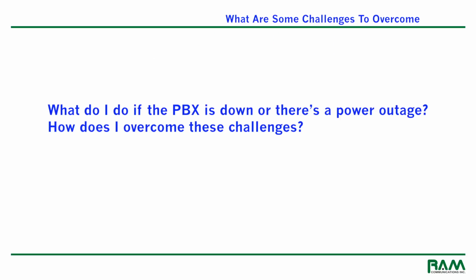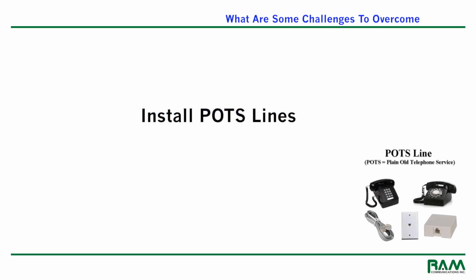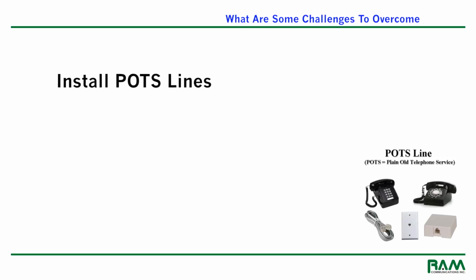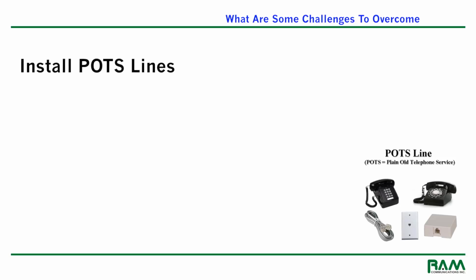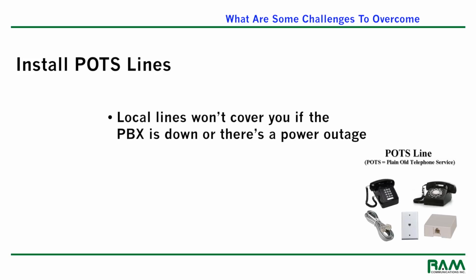Well, you can certainly install alternate POTS lines. POTS lines are regular copper phone lines that businesses and residents have used for years. And these are great if your primary phone company loses service. However, local POTS lines won't cover you in the event your phone system goes down or if there is a power outage in your office or in your building.